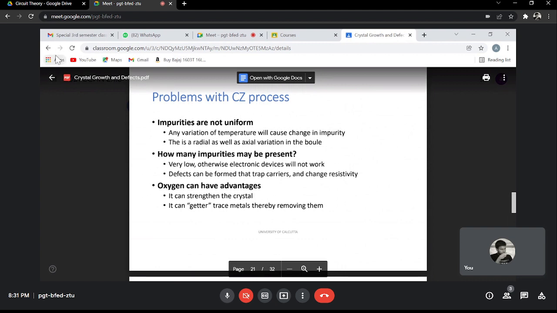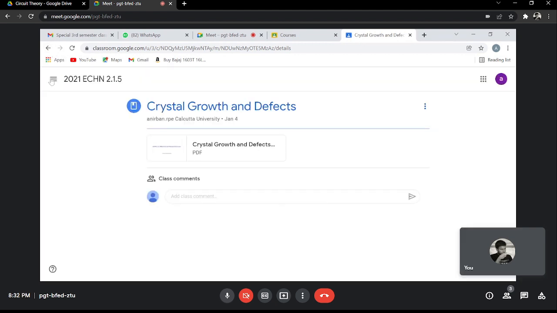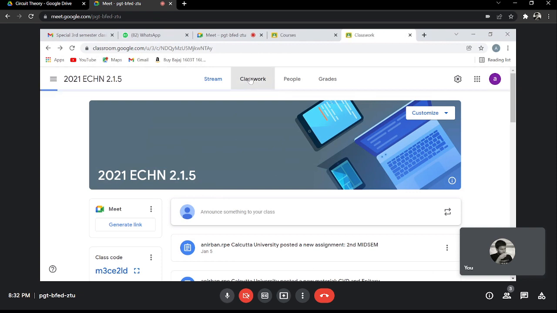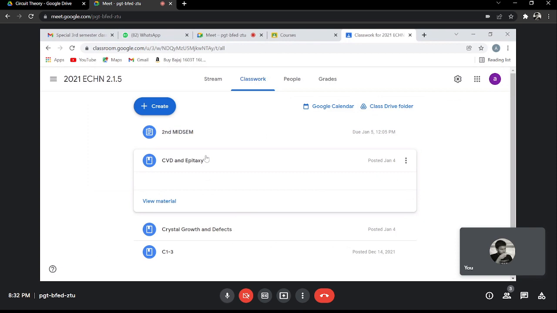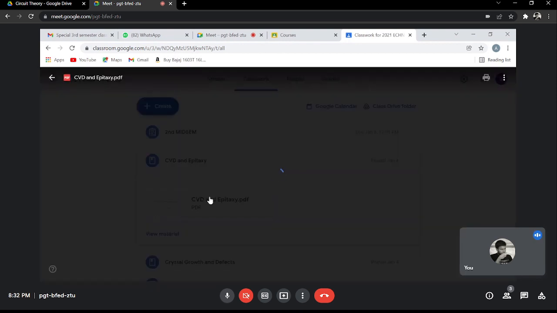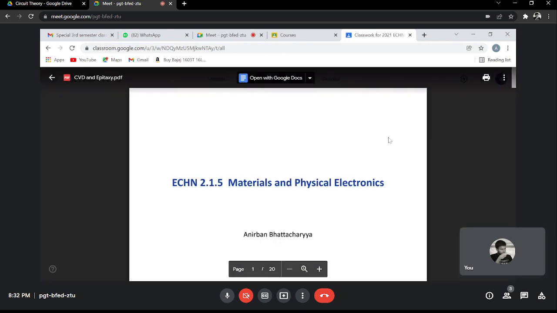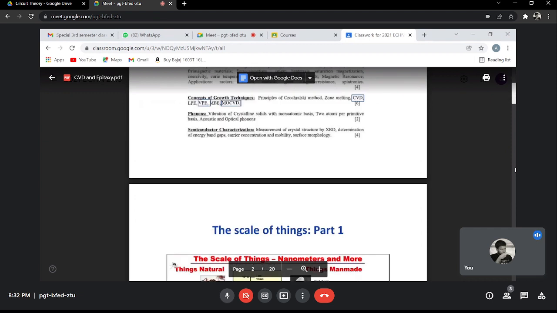Now that is one slide that I wanted to discuss, and then we have CVD and epitaxy. That is the second story that is there. Okay, can you see my screen now?